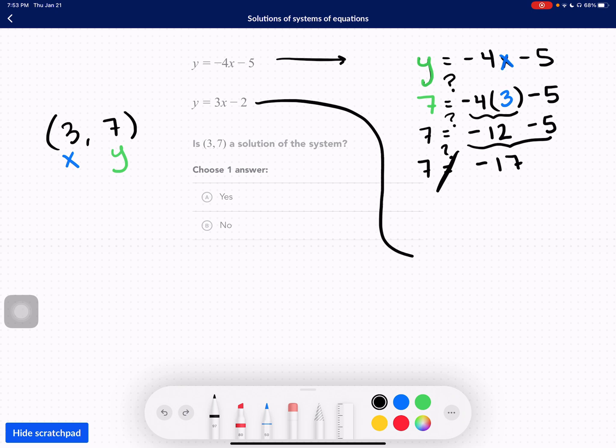So just in case, what if your first one worked and then your second one didn't? So let's see if this one might work. It might work. We don't know yet. So let's see. So 3x minus 2. So for the y, I'm going to substitute in the 7 from our point that we're testing. And then we're going to multiply the 3 times the x that we're testing, which is another 3. It's just a coincidence that they're both 3's there.